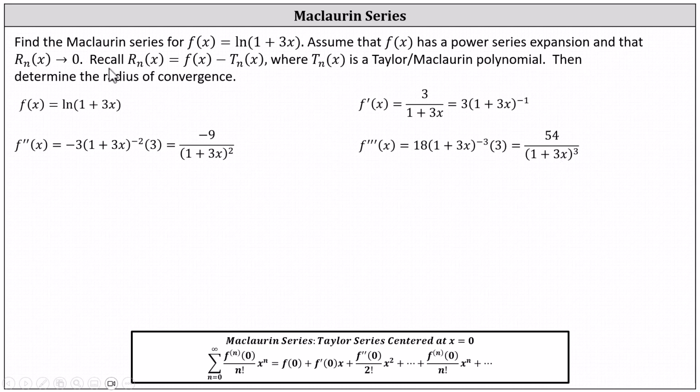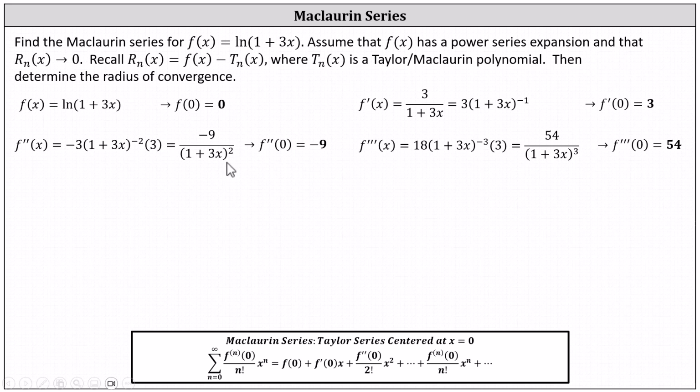And now because the Maclaurin series is centered at x equals 0, we need to evaluate all these functions at x equals 0. F of 0 equals natural log of 1, which is 0. F prime of 0 is 3 divided by 1, or 3. F double prime of 0 is negative 9 divided by 1, or negative 9. F triple prime of 0 equals 54 divided by 1, or 54.